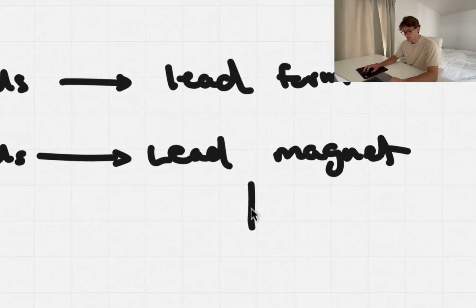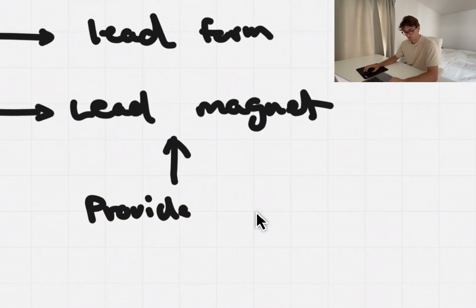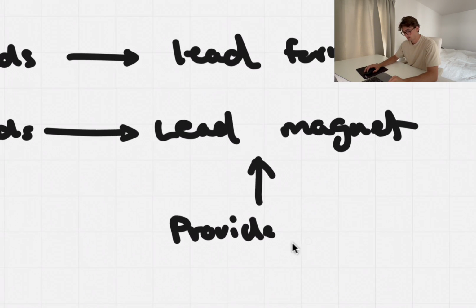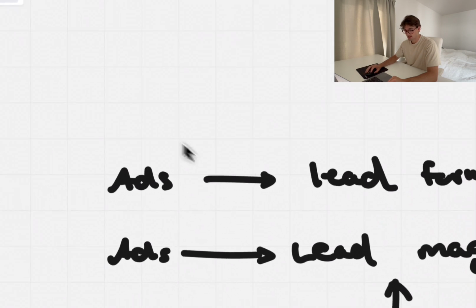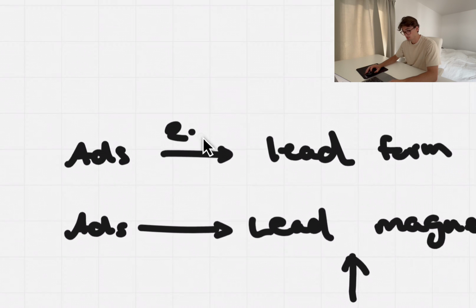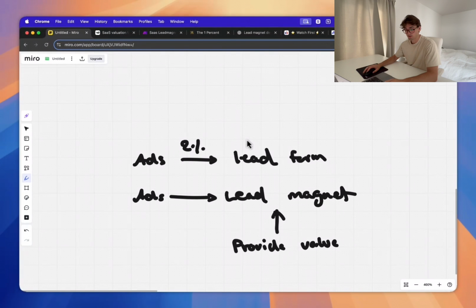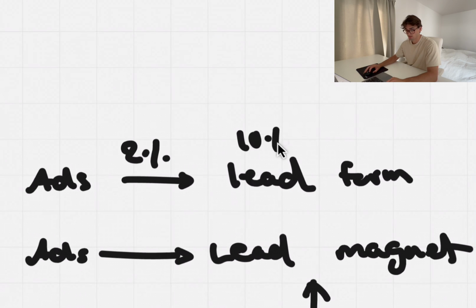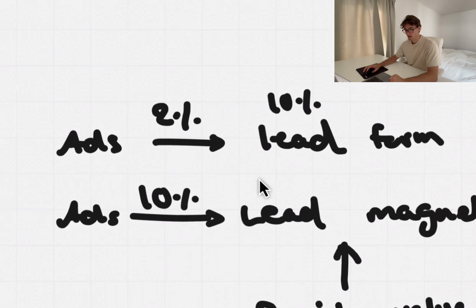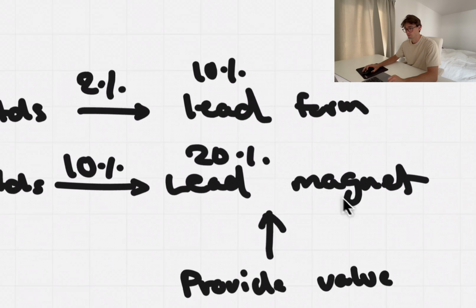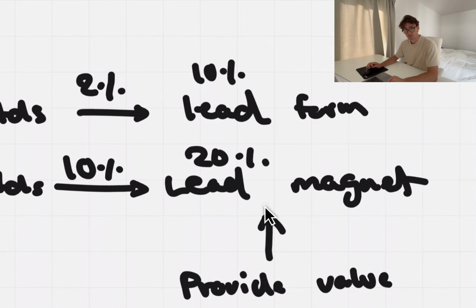And the important thing is that this lead magnet needs to provide value. Like our lead magnet, for example, calculated how much the company is worth based on industry average. Provide value. And what this will do is that, let's say they have a 2% click-through rate on the lead form, and they then have 10% people that fill out the lead form. Now you will have a 10% click-through rate and a 20% lead form, for example, which when you multiply these up, is like a crazy return.